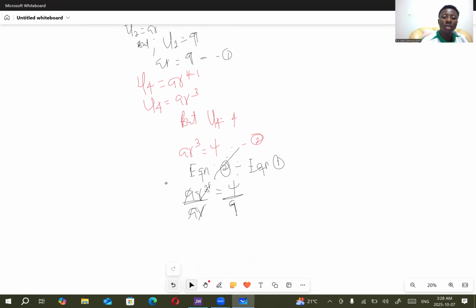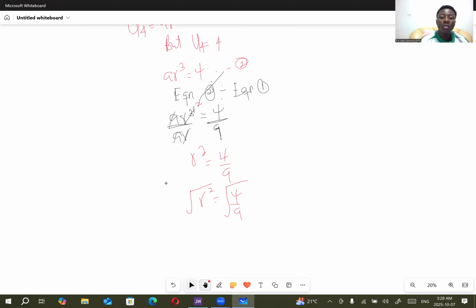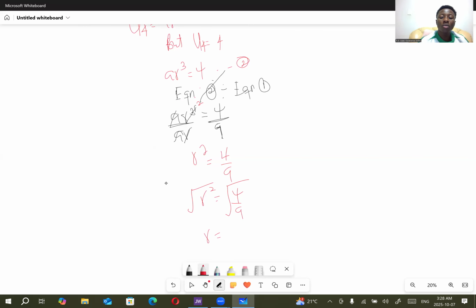You'll be left with R squared, which is 4 over 9. So it will be R squared equals 4 over 9. It cannot be reduced further, right? So R will be equal to what? R squared equals 4 over 9. You take the square root, so it cancels out, so R is equal to.